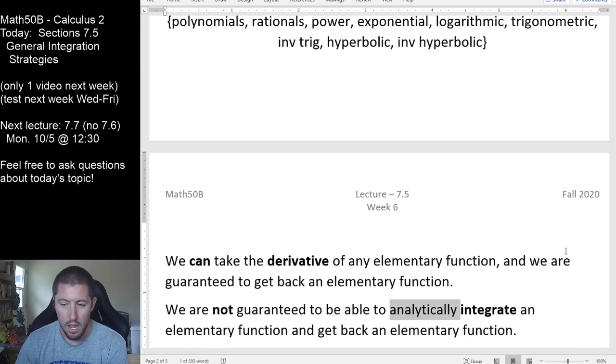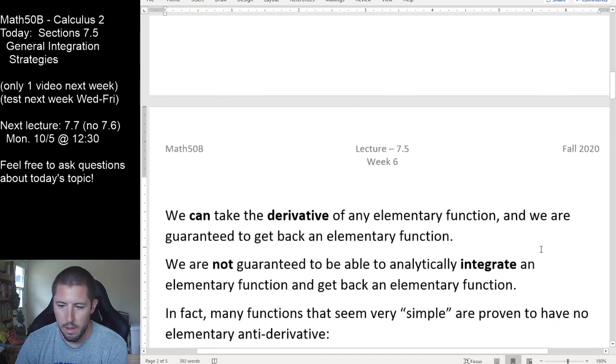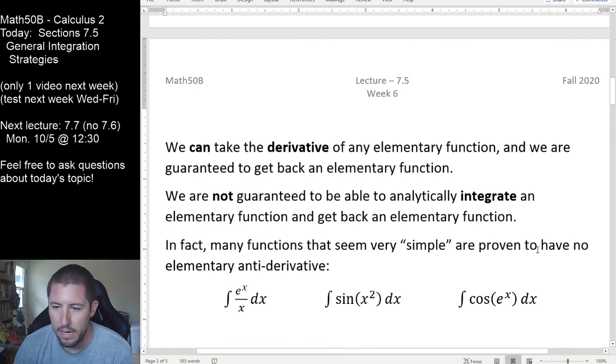There's plenty of functions for which we can prove that the antiderivative could not possibly be an elementary function. And I'm going to talk about this word analytically here. Actually, give me one second. I'll come back to this analytically idea right here. This is sort of a modifier I'm putting right there, but not defining it. But give me a second on that one.